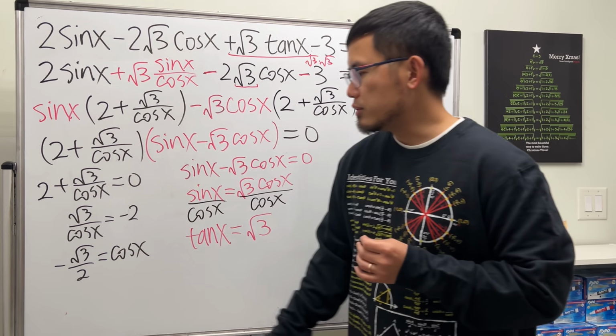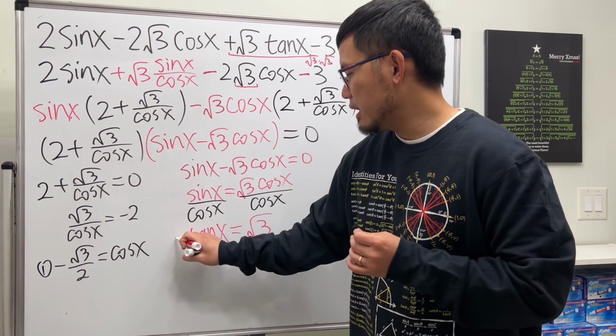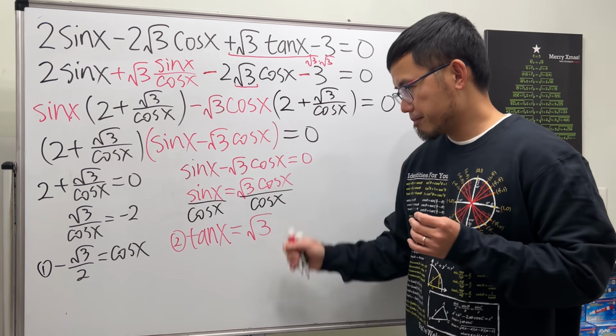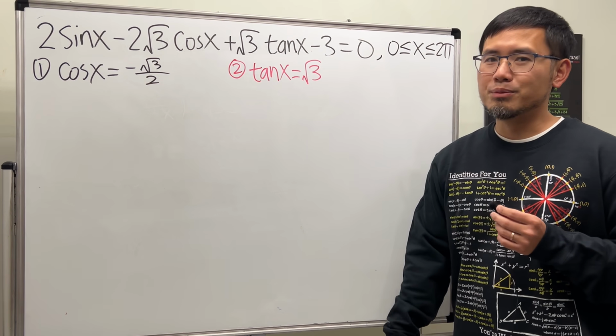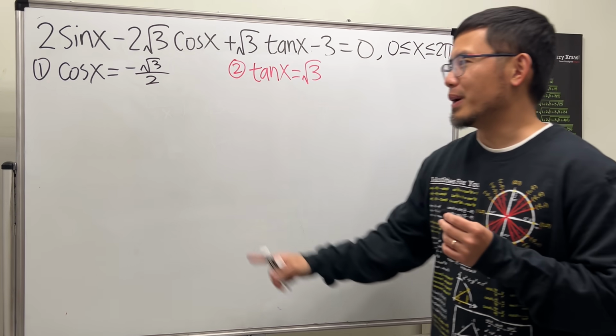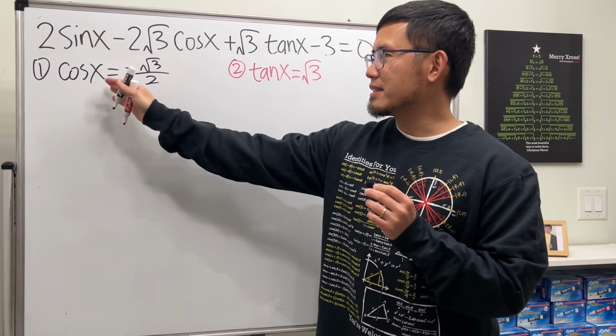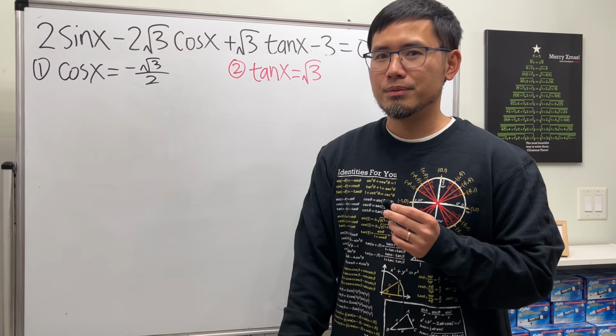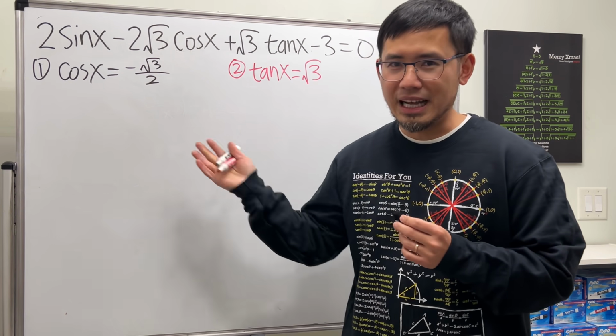So now we have two equations to solve. This is the first one, and that is the second one. By the way, I forgot to mention, we are only looking for the solution when x is between 0 and 2 pi. But anyway, this one first. Cosine of x is equal to negative square root of 3 over 2. I know it's on my shirt, but let's actually do the math.